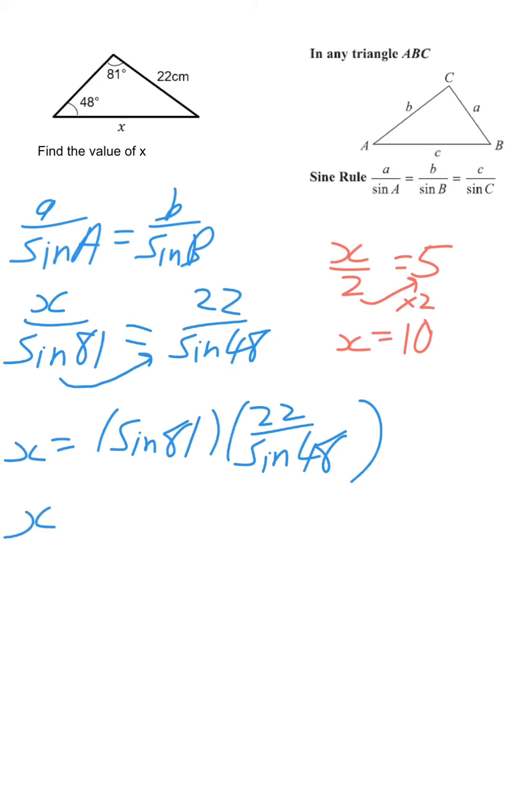Okay, put this into your calculator now. And that is 29.239. And we'll round this now to 2 decimal places. So now x is equal to 29.24.